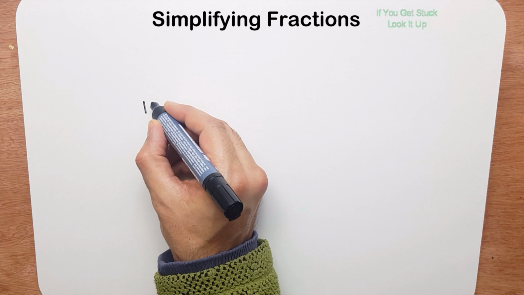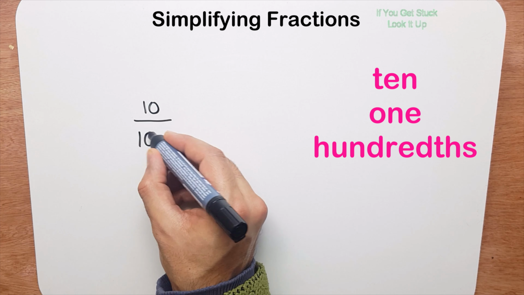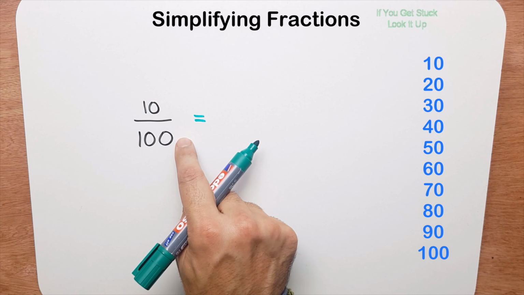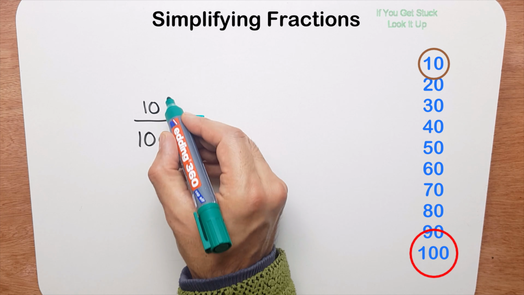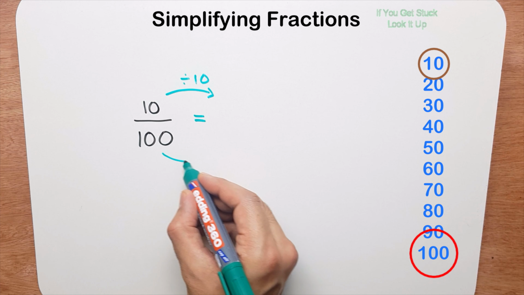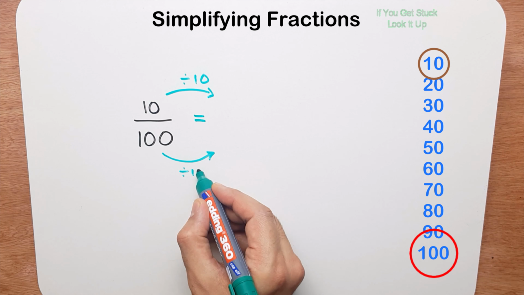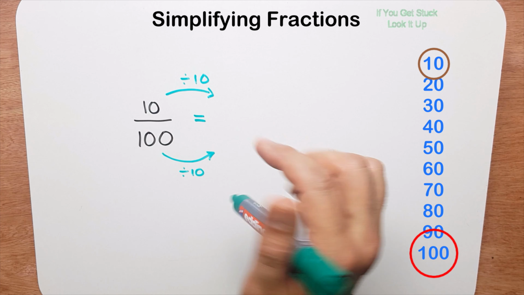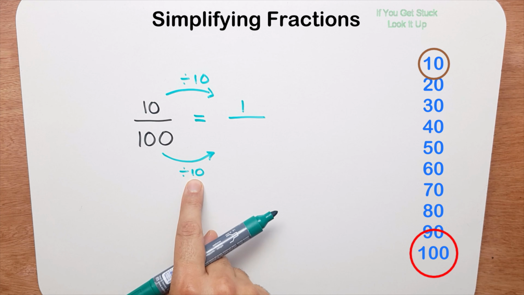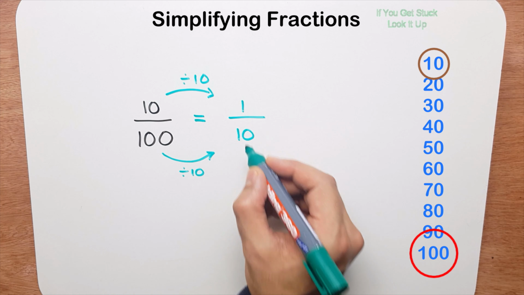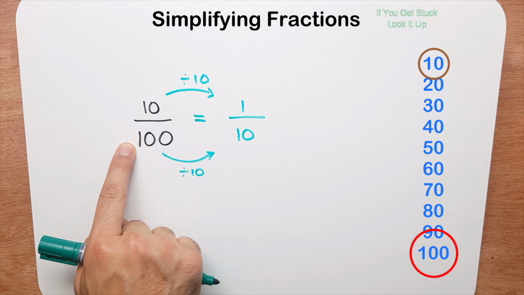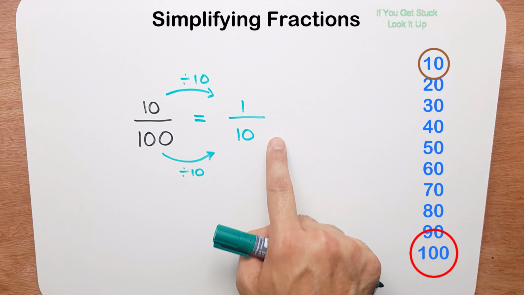My next question is 10 100ths. Now I can see that they're both in the 10 times table. So I can divide the numerator by 10 and I can divide the denominator by 10. 10 divided by 10 is 1. 100 divided by 10 is 10. So I've simplified 10 100ths into 1/10.